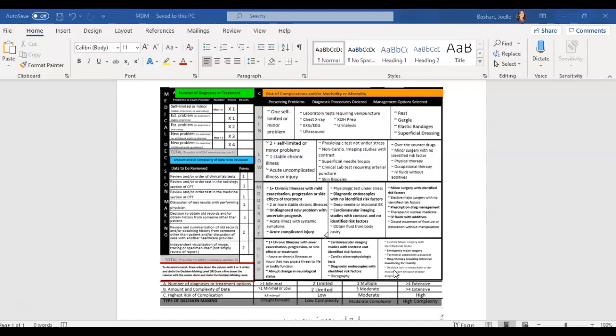Okay. Then we're going to count data to be reviewed. That's this section here, and that's going to correspond with the row B. That's where we're going to make our notes down there. And then C is risk of complications and or morbidity or mortality. You have to look at this as column 1, column 2, and column 3. And we're going to go over this in just a minute. But that corresponds with row C down here, where we're going to make our notes to help us decide what level of medical decision making there is.